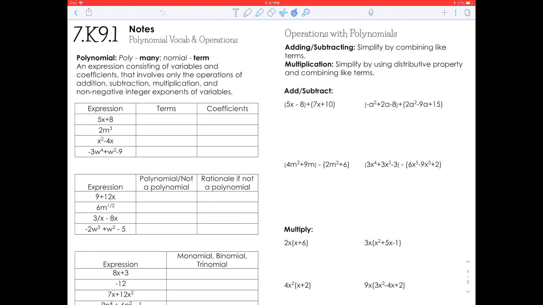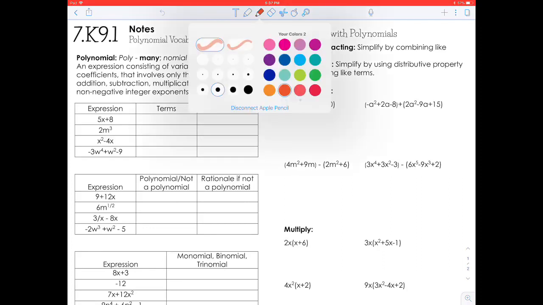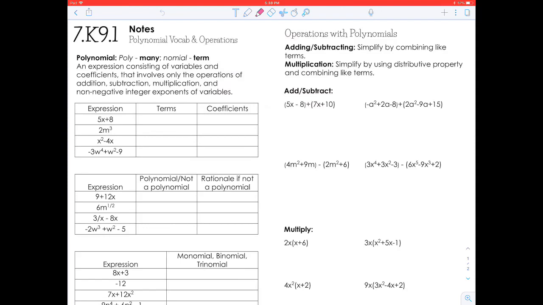We are going to be looking at the first need to know of Unit 7 today, and that is, what is a binomial? In order to do this, we first need to know what a polynomial is, and that is kind of the big category that a binomial is under. So here's our term polynomial. It's kind of a mouthful.